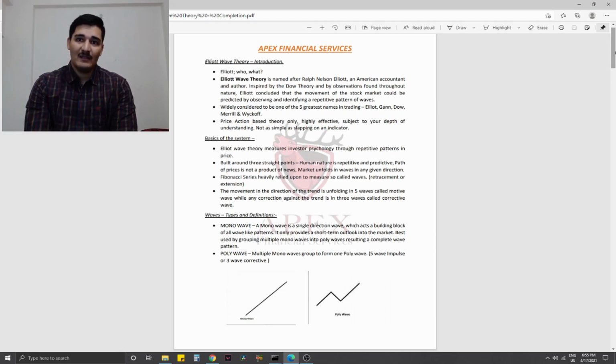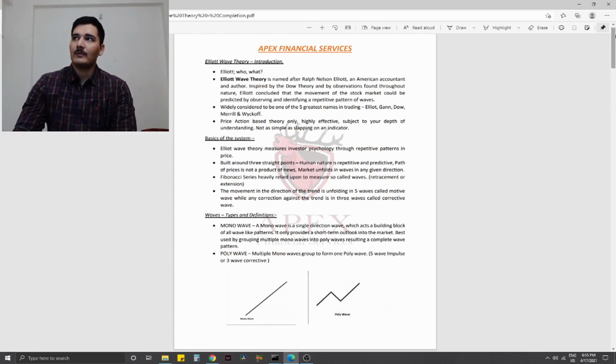Now we discussed the very basics of Elliott waves that were based on the Fibonacci extension or the Fibonacci ratios. We had different kinds of waves. The types are basically mono waves and poly waves. Mono waves being single patterns and poly waves consisting of multiple mono waves, obviously as the name suggests.